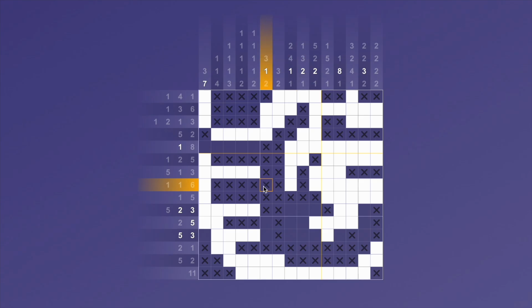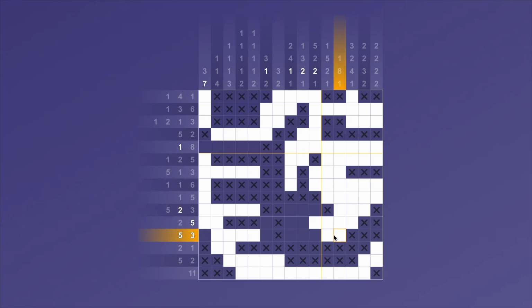And this row is complete. This row ends with 3, so I have 1, 2, 3. And this column's complete. This column has an 8. 1, 2, 3, 4, 5, 6, 7, 8. This row ends in 3. 1, 2, 3. Put x's in both of those.